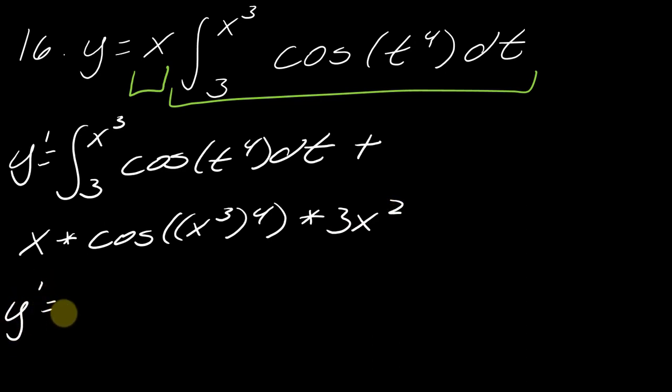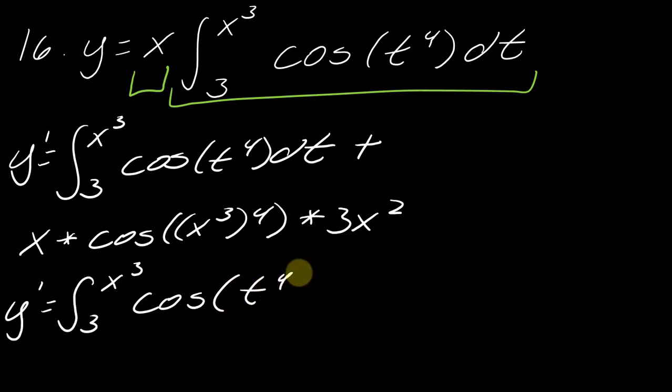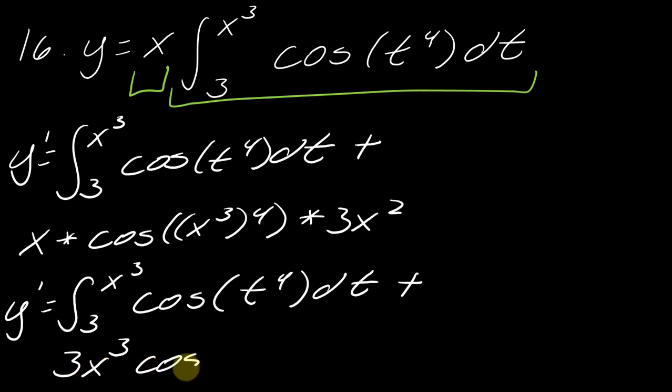And so my final answer then is going to be a little big, but I've got this definite integral plus 3x cubed cosine of x to the 12th. And so there is the final answer for that one.